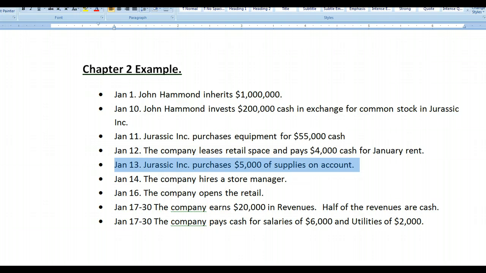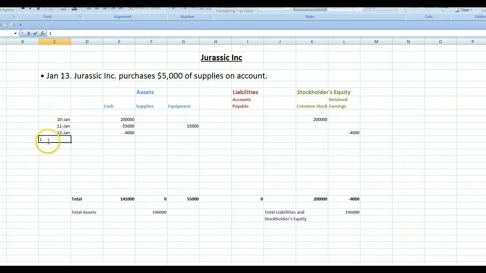Continuing with this example, on January 13, Jurassic Inc. purchases $5,000 of supplies on account. So the date is January 13th. Let's see what accounts are affected by this. We bought $5,000 of supplies, so our supplies increased by $5,000. How did we pay for those supplies? We did not pay cash, we bought them on account, which means we have not paid for them yet. We bought them with the promise to pay in the future. Therefore, that's a debt, and the other side of it would be accounts payable.